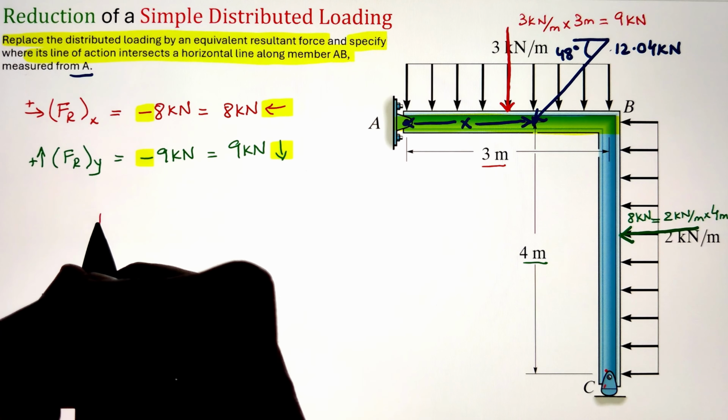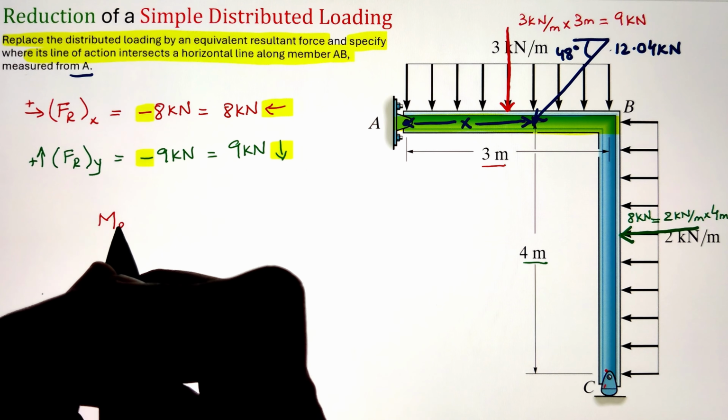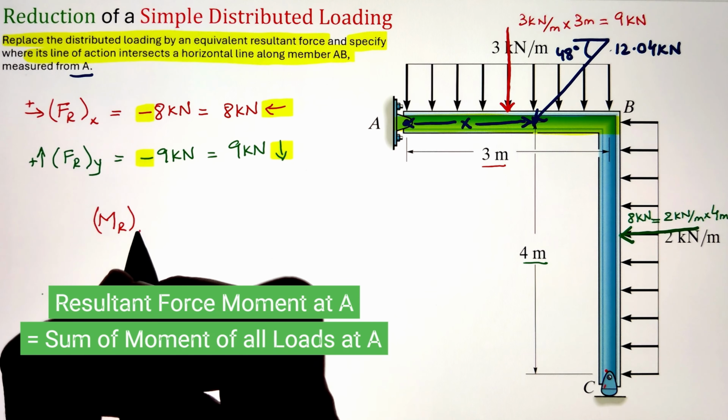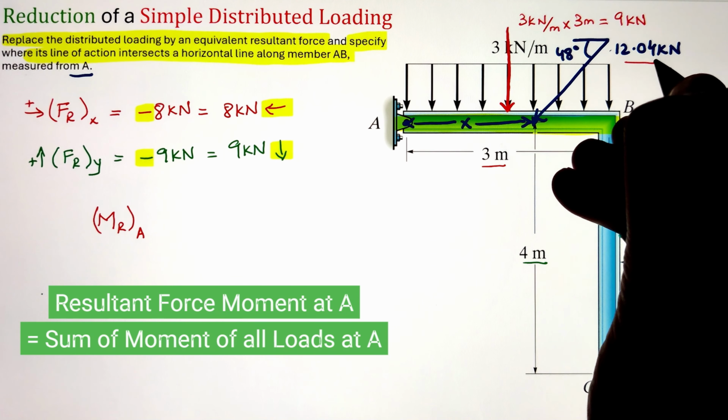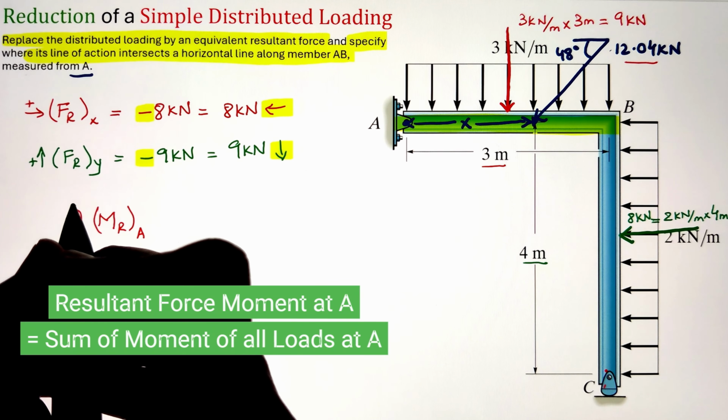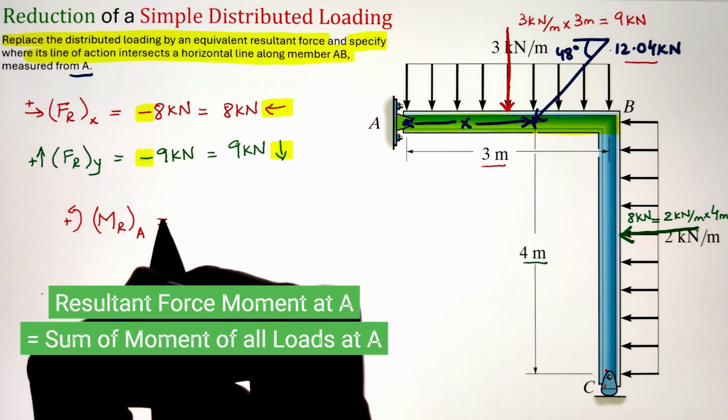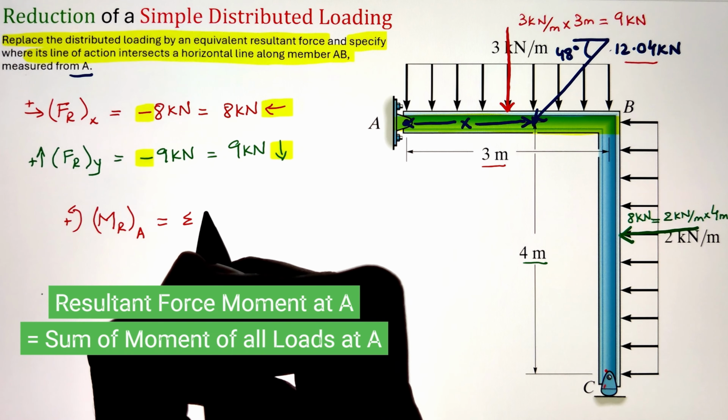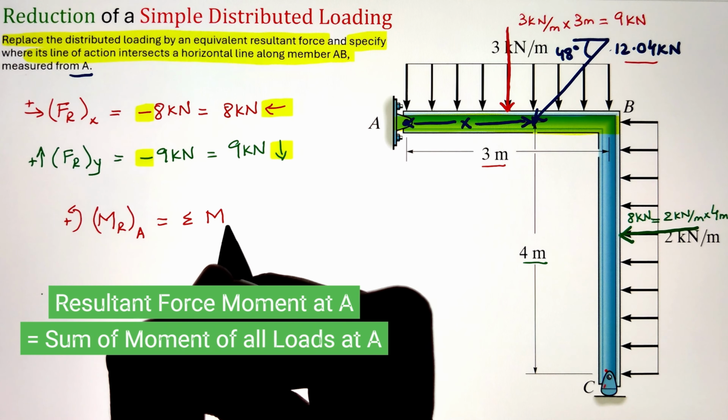That is, the resultant force moment at point A will be equal to the sum of moment of all the forces with respect to point A. Now, to start, let's figure out the resultant force moment at point A.